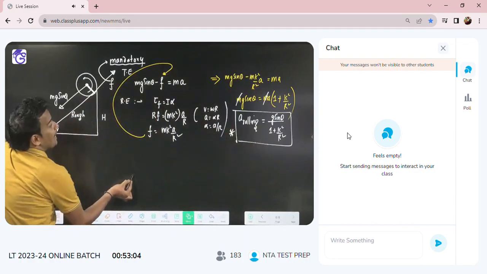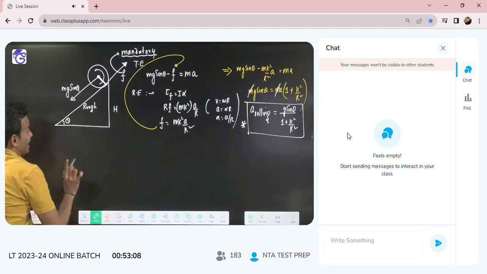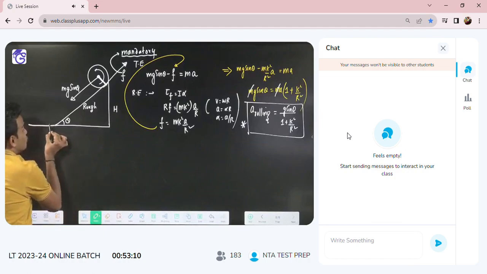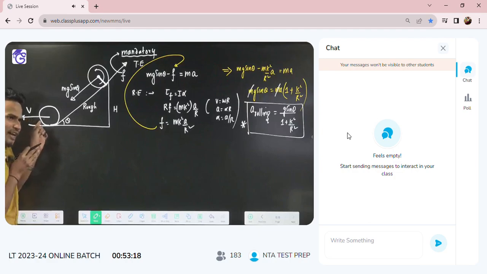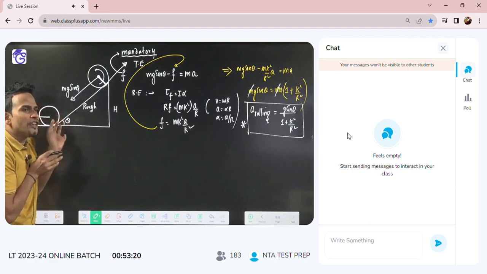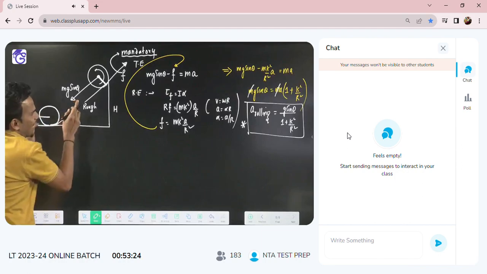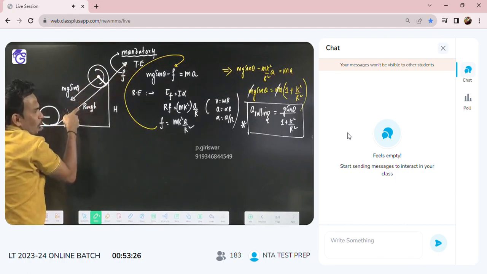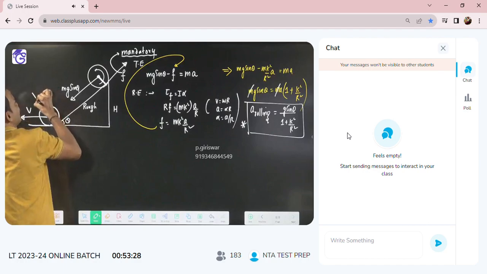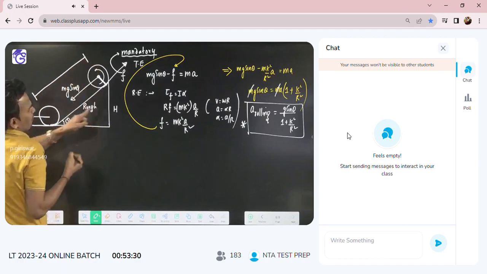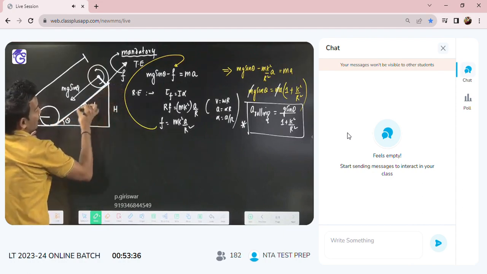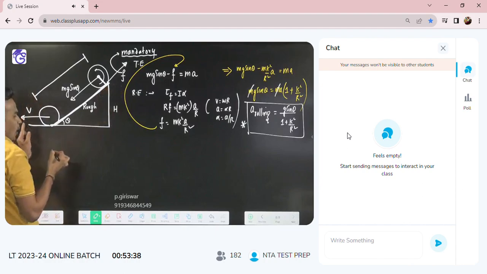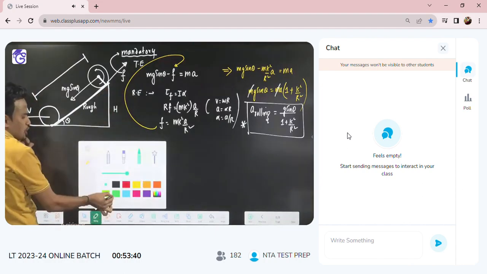Sometimes a question may be asked. I told you the second target is to calculate the final velocity v. You can find this final velocity v with the help of an equation of motion. You already know the initial velocity, you already know the acceleration, just calculate this distance. If this is h, you can find this distance using trigonometry. For calculating velocity, I am just using the third equation of motion.